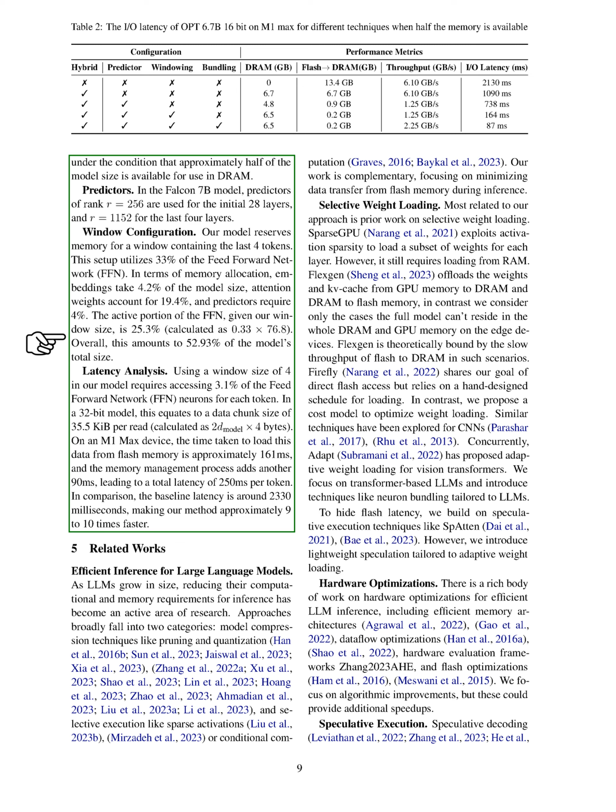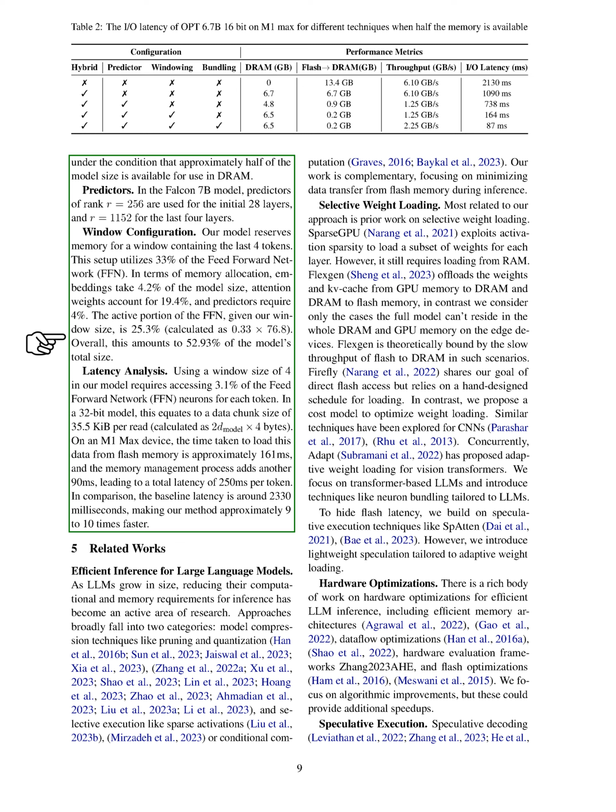We also analyzed the latency of our model. Using a window size of 4 required accessing about 3.1% of the FFN neurons for each token. In a 32-bit model, this meant a data chunk size of 35.5 kibibytes per read. On an M1 Max device, it took about 161 milliseconds to load this data from flash memory, and the memory management process added another 90 milliseconds. This resulted in a total latency of 250 milliseconds per token. Compared to the baseline latency of around 2,330 milliseconds, our method was about 9 to 10 times faster.